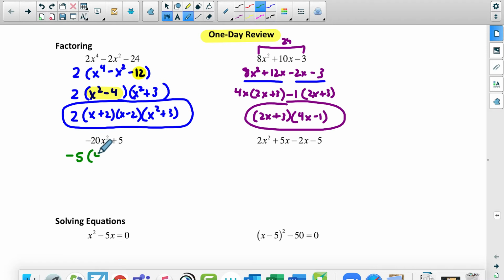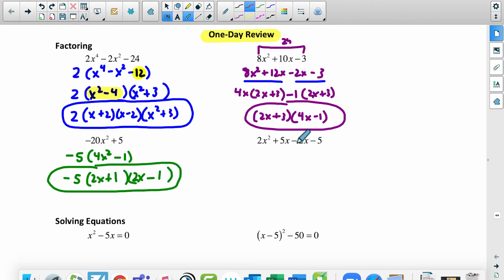-5 times positive 4x squared equals -20x squared, and -5 times -1 is positive 5. Oh, look at this part in brackets. It's a difference of squares again, just like we did up here. So, what multiplies by itself to get 4x squared? 2x and 2x. What multiplies by itself to get 1? 1 and 1. Make one of the binomials positive, make the other one negative, and you're done.